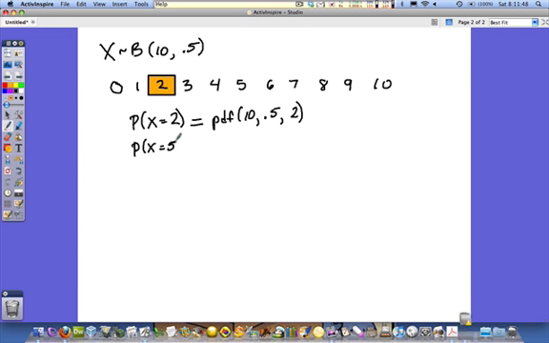Probability that x equals 5 equals PDF of 10, .5, and what number should go here? Yes, it's a 5.